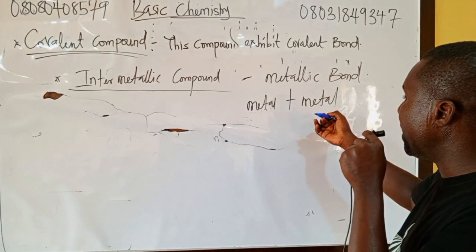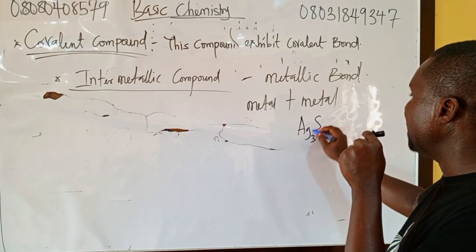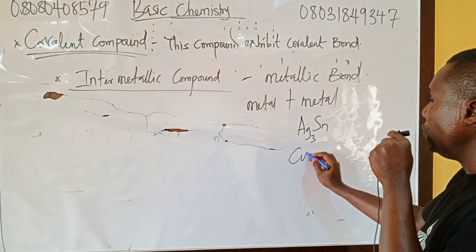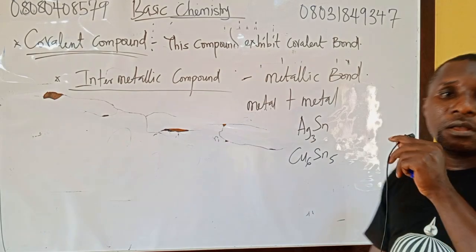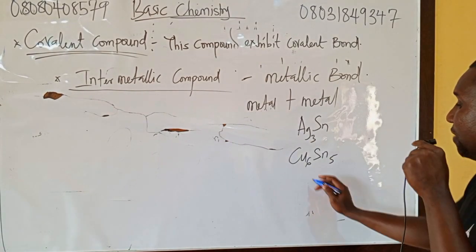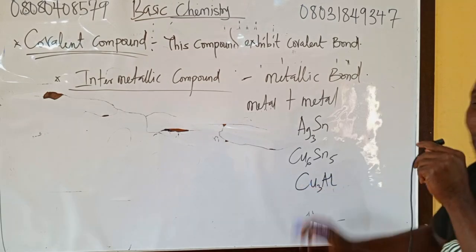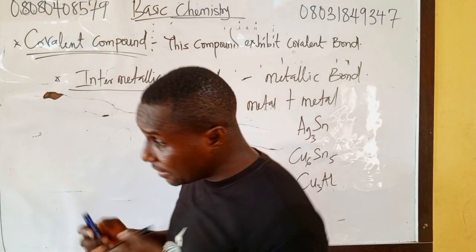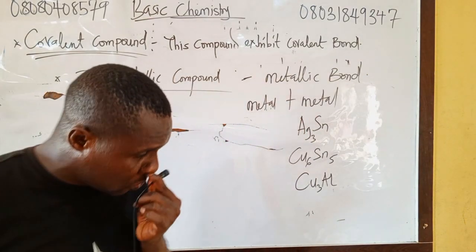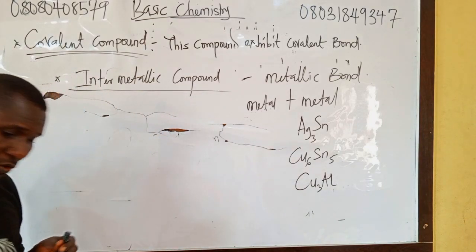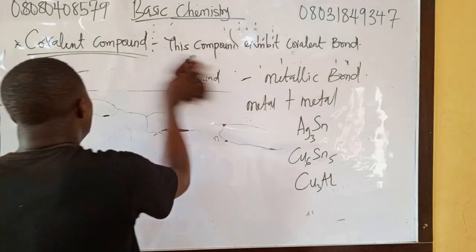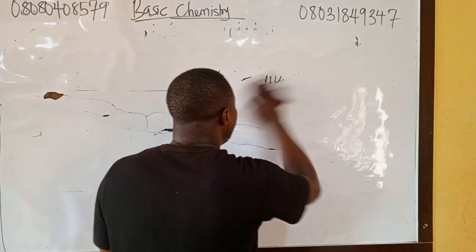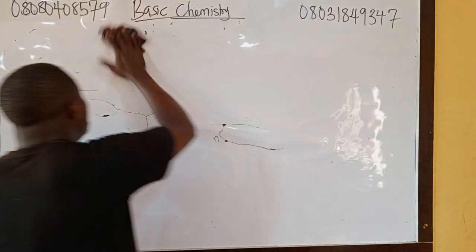An example, when you have Ag3Sn, silver is a metal, tin is a metal. When you have Cu6Sn5, copper is a metal, tin is a metal. When you have Cu3Al, copper is a metal, aluminium is a metal. This is an example of intermetallic compound. Just know that it exhibits metallic bond. Let us go to the last one, which is coordination compound, which is the complex compound. Then we go to mixture, then we call it a day on this video.